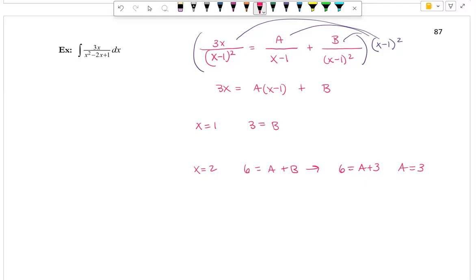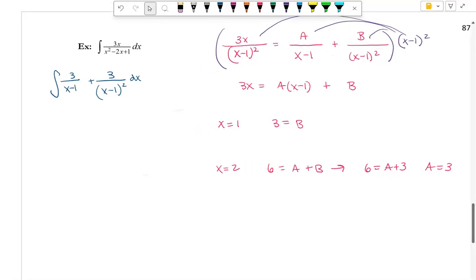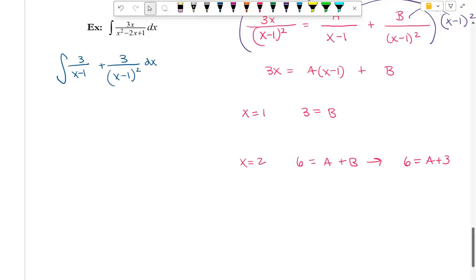All right, so when we do our rewrite, we are going to integrate 3 over x minus 1 plus 3 over x minus 1 squared. Now we have to be careful here because that second expression there is not natural log. I'll rewrite it like this. So I would think about doing a u sub for the second part.